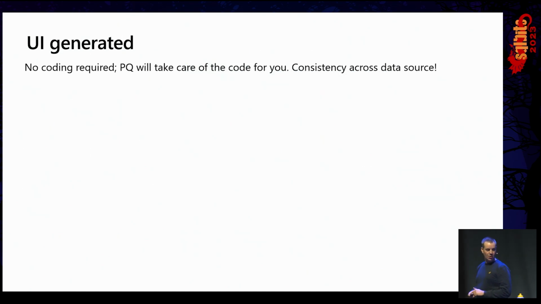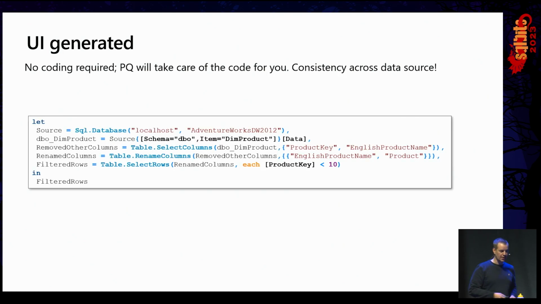If you go into Power Query, it's UI generated. There's no code needed. Power Query will take care of the code for you. And it's consistent, whether you connect to some Hadoop Spark node, a CSV file, or a SQL database. It's the same UI, you have the same operations. There are differences though, we'll get to that in a second.